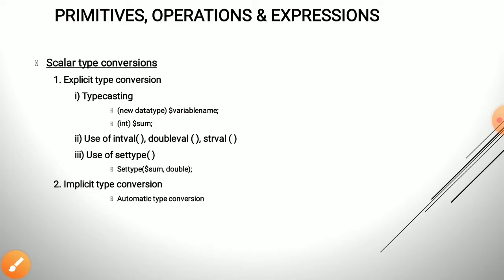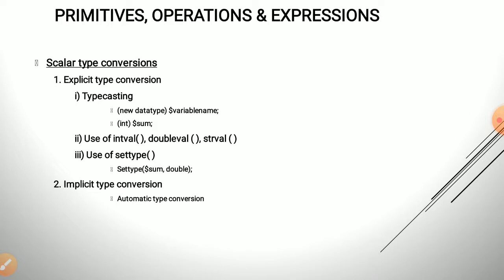Explicit type conversion means the programmer specifies the data type conversion. That is, in the program itself, the programmer specifies the conversion from one data type to another data type. This explicit type conversion can be done in three ways. One is typecasting. Second one is use of the intval, doubleval or strval functions. Third one is with the help of the settype function. Okay, so three ways to perform explicit type conversions in PHP.